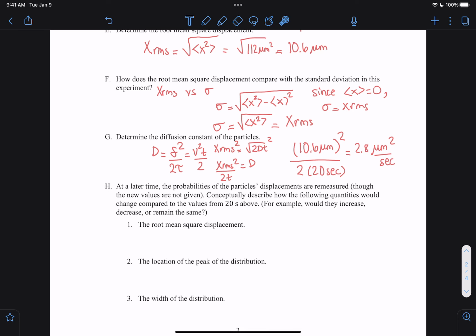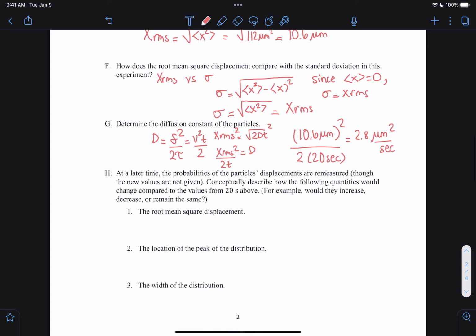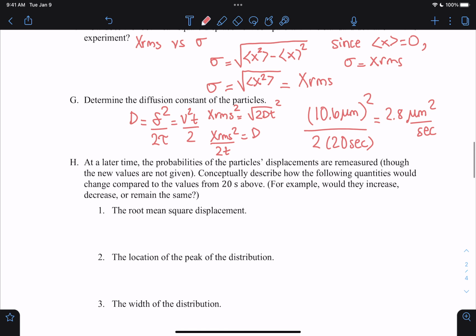But yeah, that's the diffusion constant for G. Now for H, we have some more explanation. It says at a later time, the probabilities of the particle's displacements are remeasured, though the new values are not given. Conceptually describe how the following quantities would change compared to the values from 20 seconds above. For example, would they increase, decrease, or remain the same?